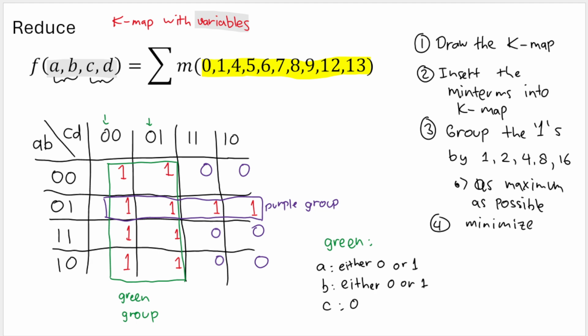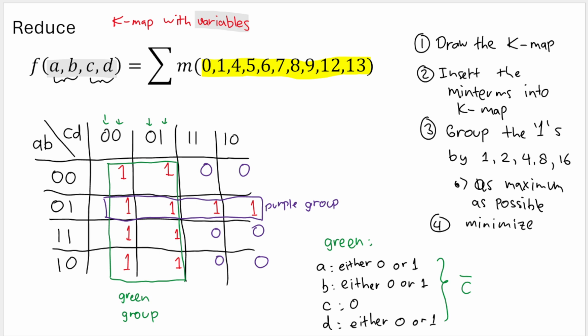Then what is D? D is this one and this one. So D is either 1 or 0. Which is good. And here from the green group, the only thing that we need is C. So we'll have C. But then because it is 0, not 1, we put the negation of C like this, right? So we'll have C prime from the green group, right?